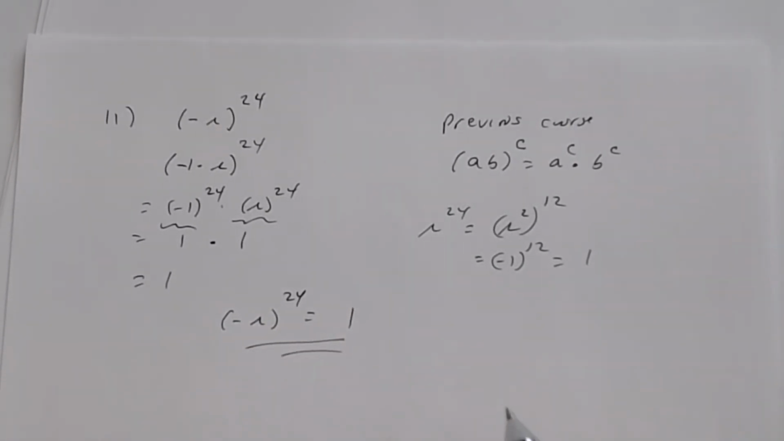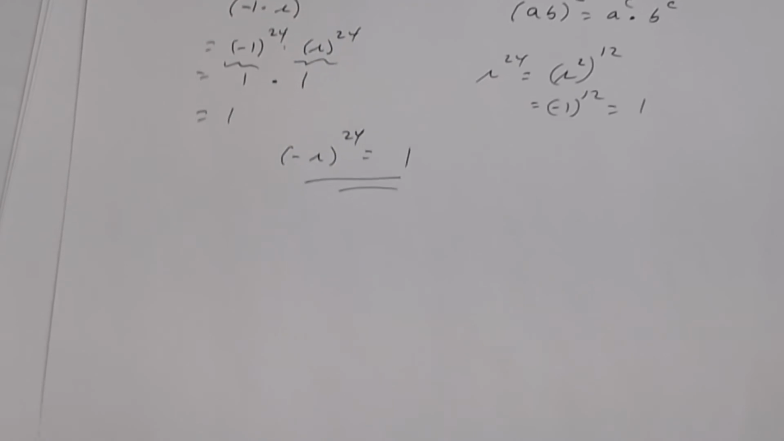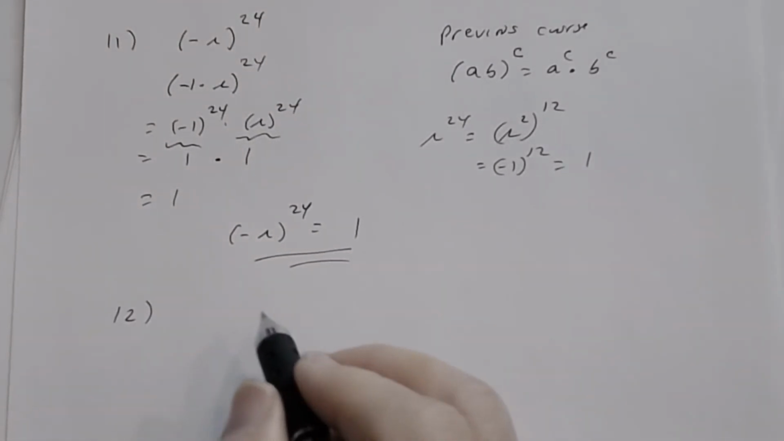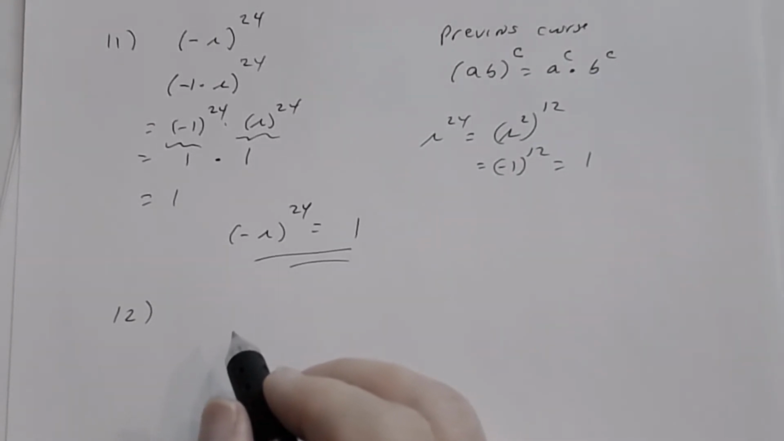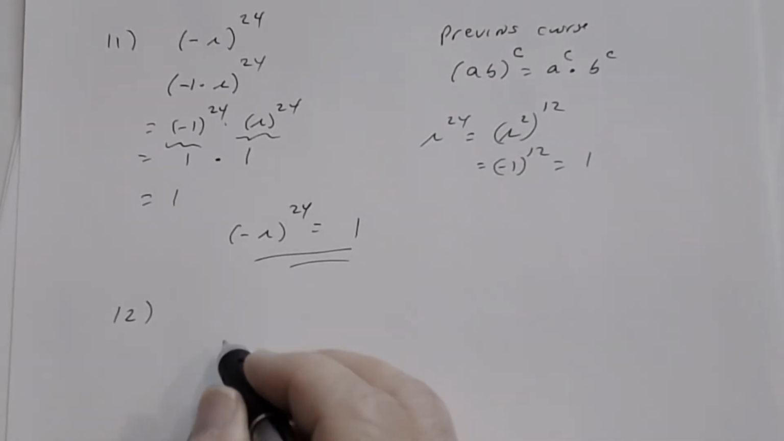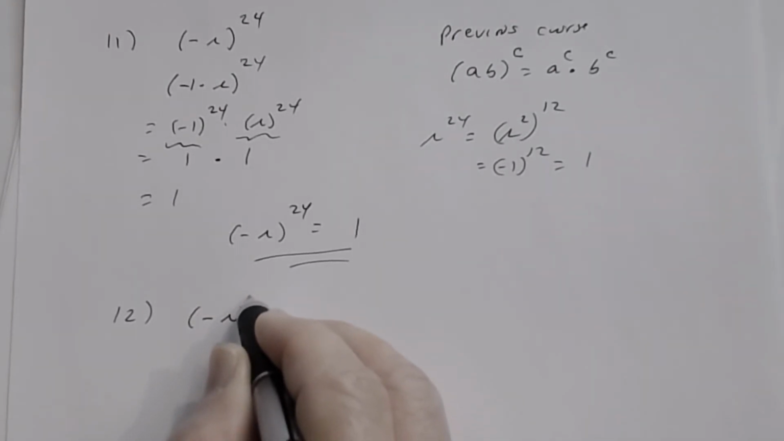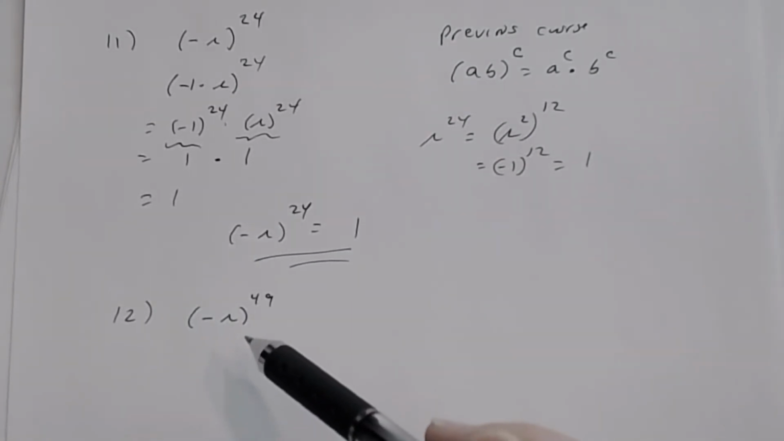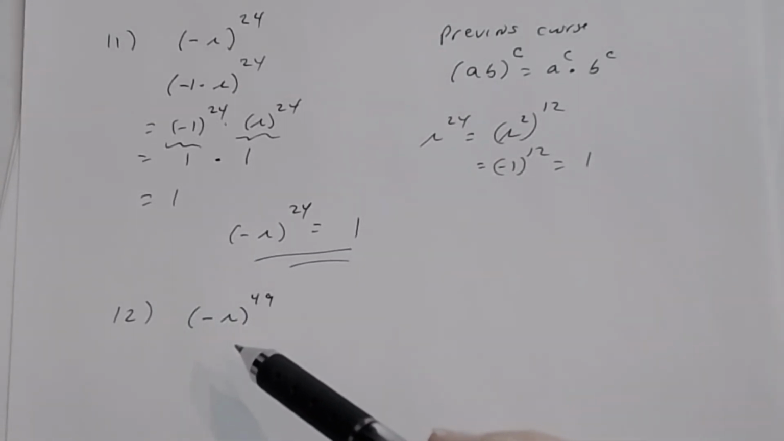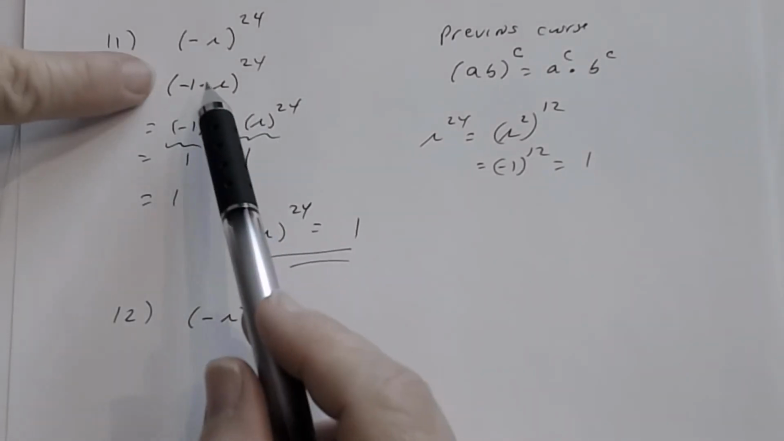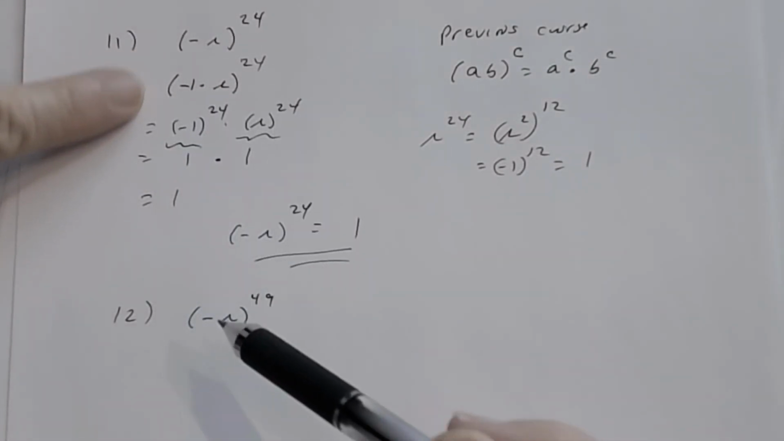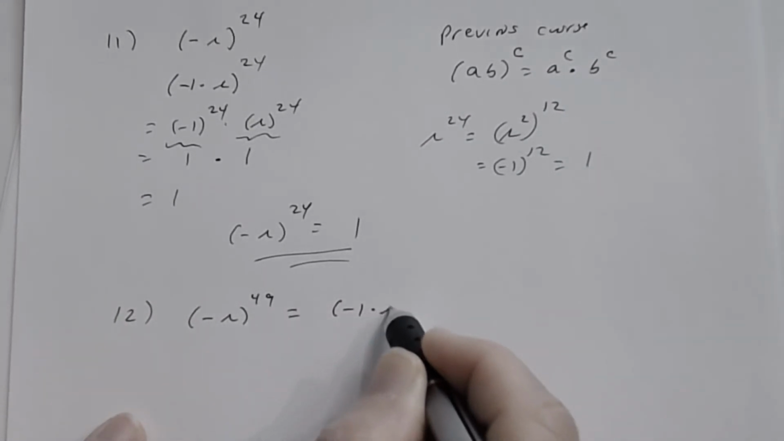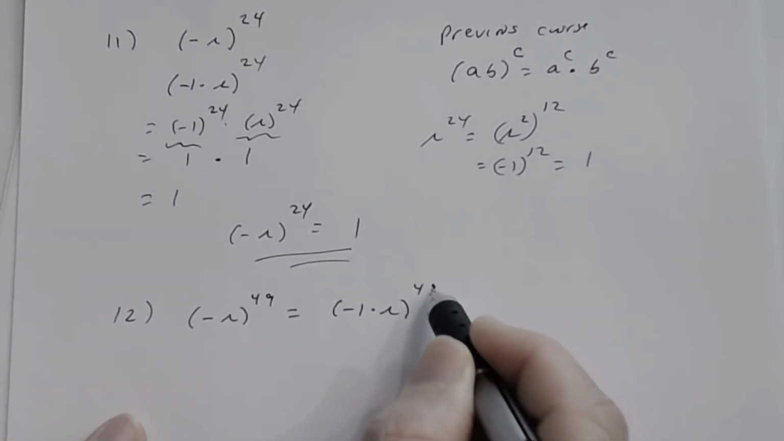All right, so let's look at number 12. Let's suppose you had negative i raised to the 49th power. Again, don't let something like this throw you off, and don't make it difficult on yourself. Be strategic with this. Think about something you already know how to deal with. I already know that negative i means negative 1 times i, and then that's being raised to the 49th power.